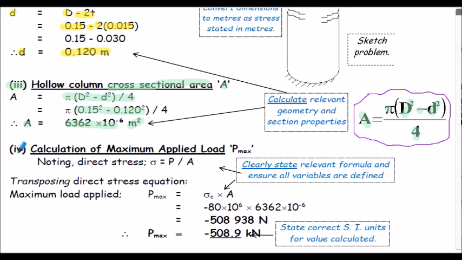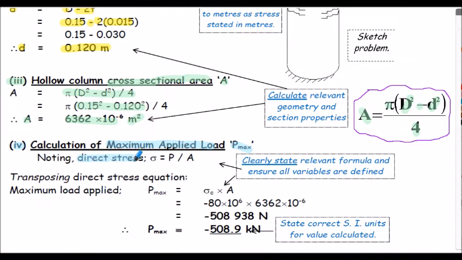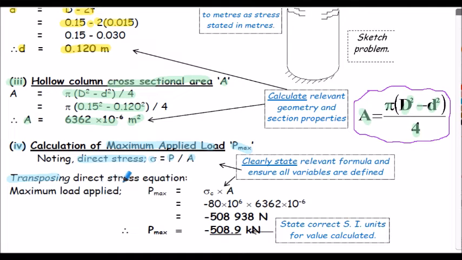And finally, step 4, I can now calculate the maximum applied load, the P max as I've labelled it above in my diagram, shown here. And we note from previous work that direct stress, lowercase sigma, is the applied force divided by the cross-sectional area. So by transposing the above direct stress equation, the maximum load, P max, is equal to the allowable compressive stress, which is the negative 80 times 10 to the 6 newtons per meter squared, and that's multiplied by the area calculated above, which is 6362 times 10 to the negative 6.